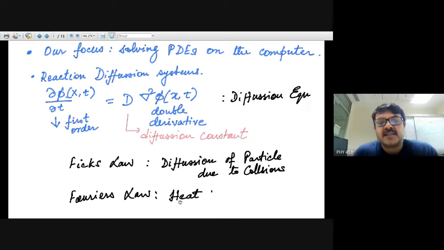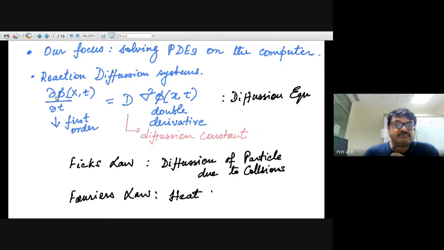Anyway, coming back, our focus, as I said already, is solving partial differential equations on the computer. This is a computational physics course. And now let's discuss what a reaction diffusion system is. Before that, let's look at the diffusion equation, and that looks like this. It has, suppose, phi, some field, some density or temperature, whatever it may be.